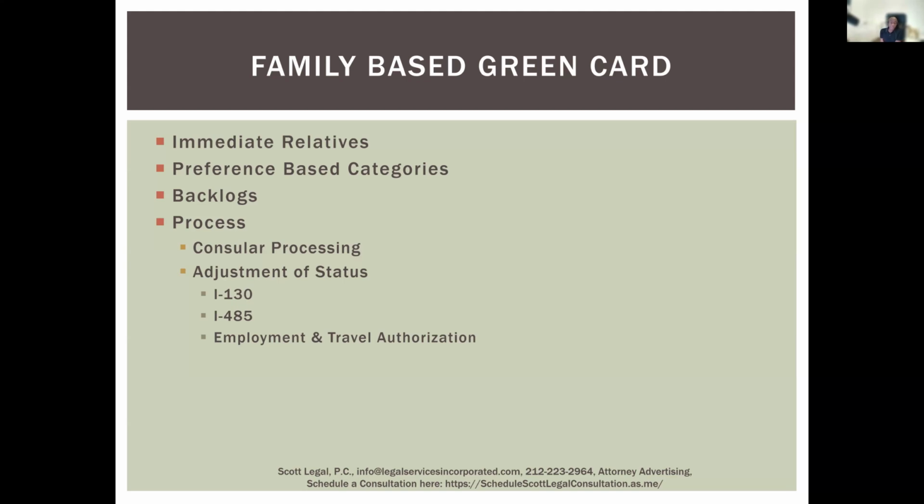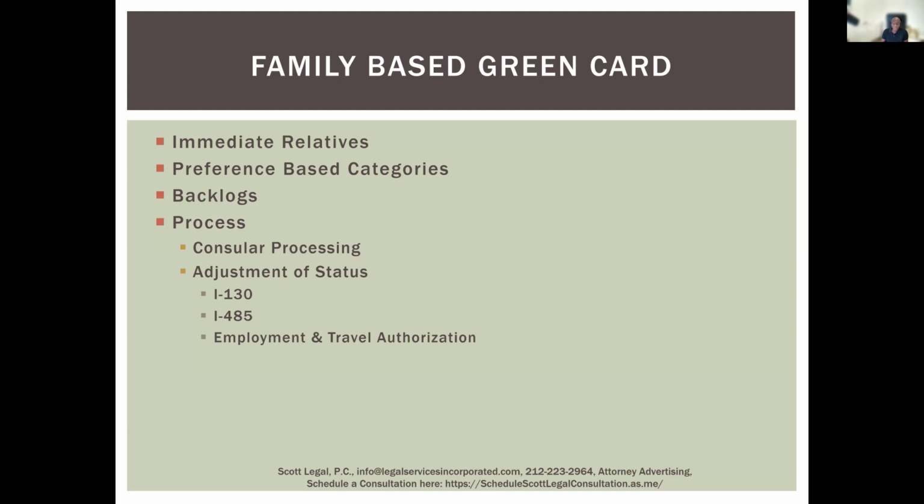Now, once that objective part is approved, and sometimes it can be filed concurrently, you're either going to do one of two things. You're either going to file an adjustment of status application, which is an I-485 petition, and that you can do if you're in the United States already. Or you're going to file consular processing. So if you file consular processing, that means the objective part of the petition, in this case, the I-130, has already been approved, and then you are going to process the green card from outside of the United States.